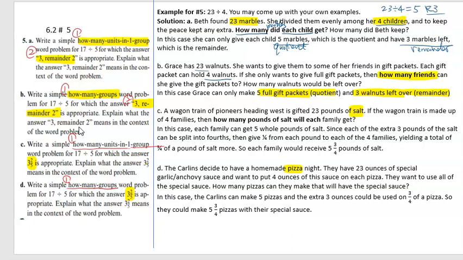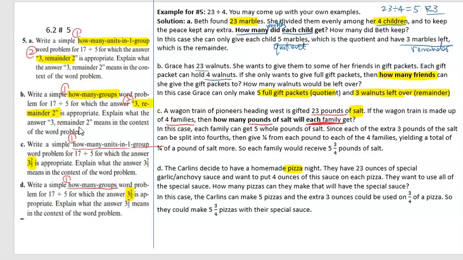So for how many units in one, we're dividing 23 pounds of salt among four families, and how many pounds can each family get? So the word each means in one. So this is like how many units in one group. One family means one group.